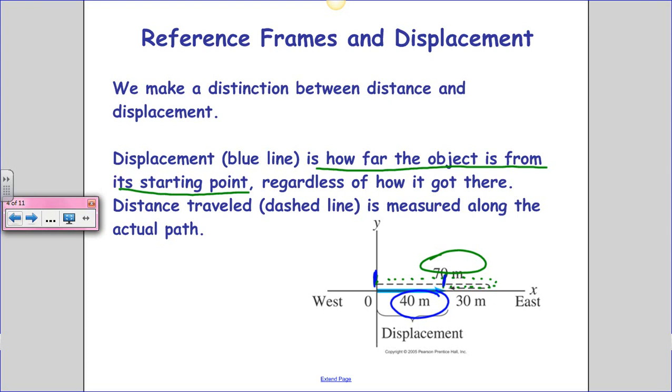Moving from start to finish in 40 meters is exactly like moving forward 70 and moving back 30. So this is exactly like moving forward 70, which is positive, and moving back 30, which is negative. So the overall displacement was 40 meters. That's what we mean by a vector, is this negative number right here. The direction does matter.